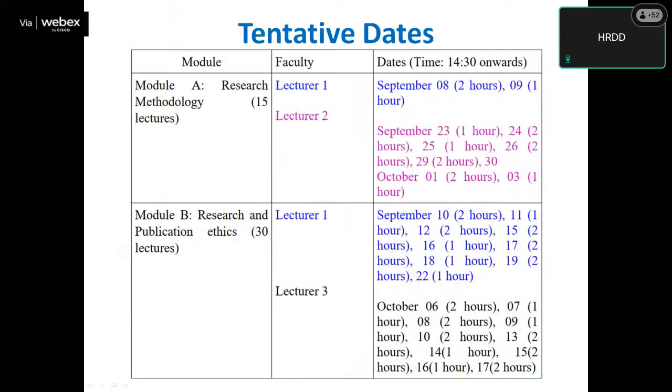So these are the tentative dates. These are tentative, I'm telling, because these are not fixed. It can change depending upon something that might come up. So dates, mutually, we can change it. Okay. So these dates are also given.